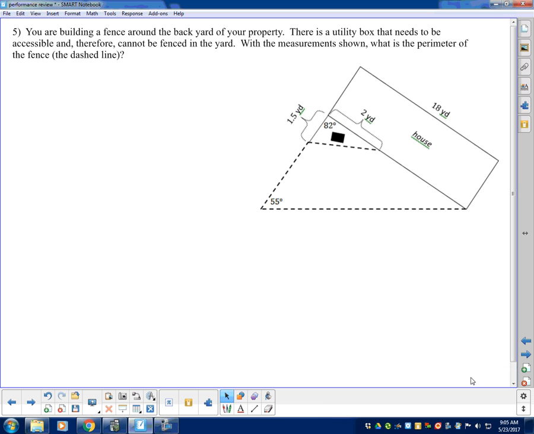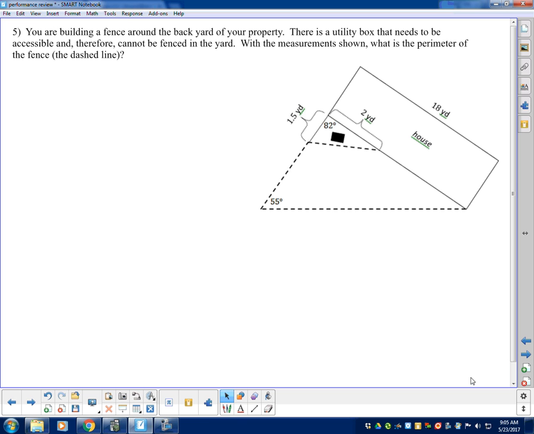So on 3, we're just finding the dashed lines. Sometimes we might assume that these two dashed lines, top and bottom, are parallel, but they're not necessarily. It says you're building a fence around the backyard of your property. There's a utility box that needs to be accessible and therefore cannot be fenced in the yard. So they need to come in and be able to read the utility box. Maybe PG&E does. With the measurements shown, what is the perimeter of the fence, the dashed line?